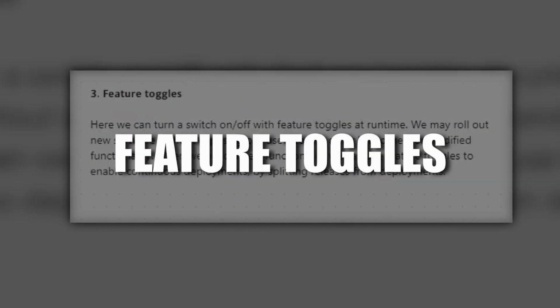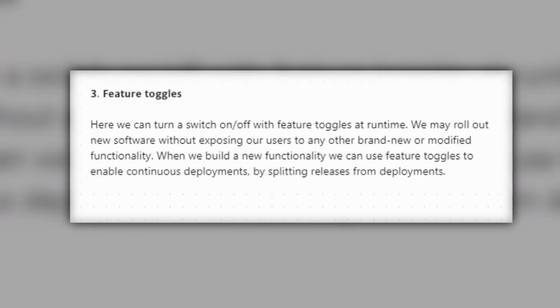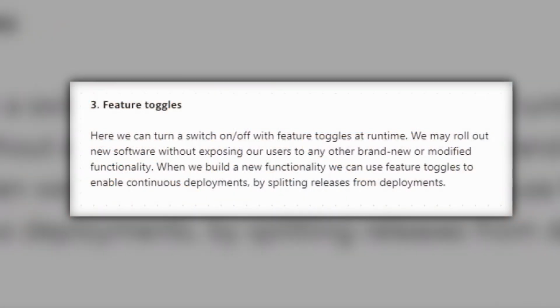Right, number 3, feature toggles. And to be honest, feature toggles is actually something you can do with some of these other methods. I have seen feature toggles with, say, the Canary Release method, because feature toggles can actually work within the code itself. Feature toggles allow us to turn features on and off at runtime. We may roll out new software without exposing our users to brand new or modified functionality, or when we build new functionality, we can use feature toggles to enable continuous deployment by splitting releases from development.